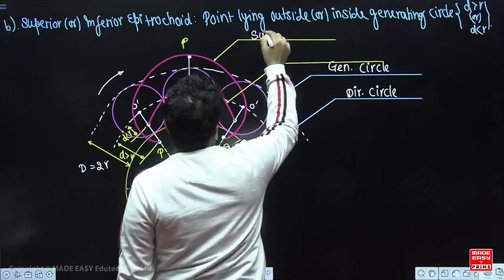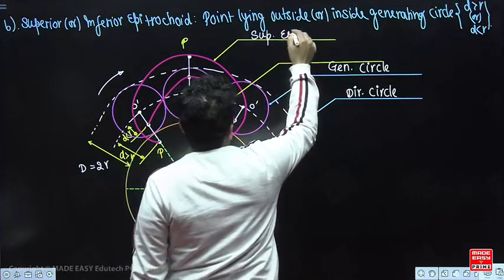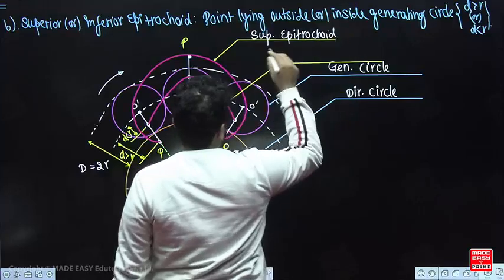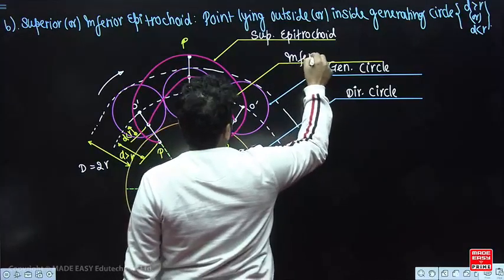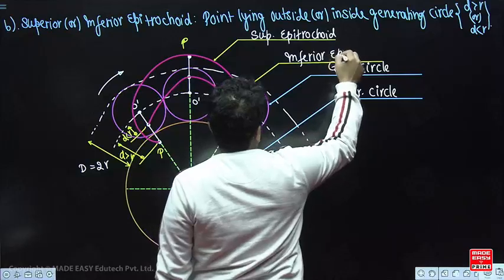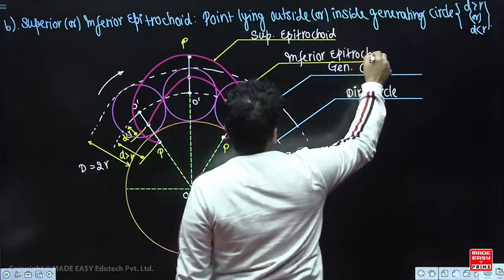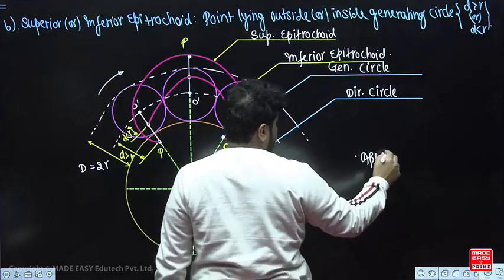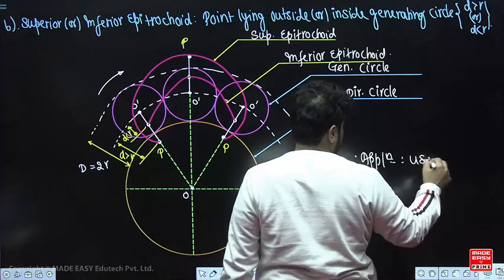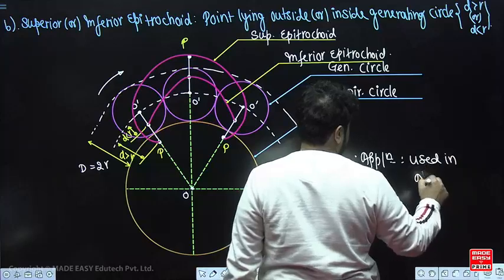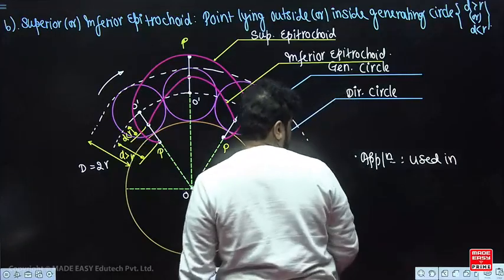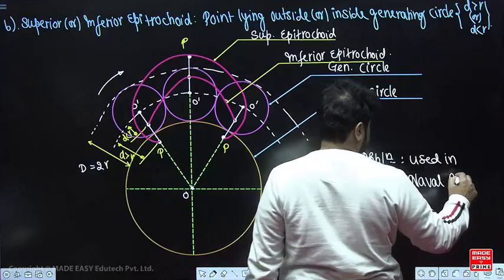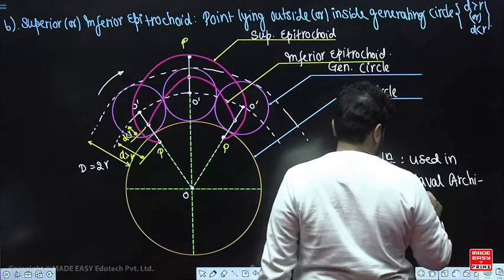so this is your superior epitrochoid and this one is your inferior epitrochoid, correct. So where these curves are used, again in naval architecture application, it is used in naval, फिर से बोलेंगे, naval architecture.